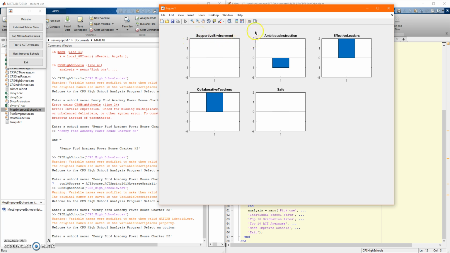How supportive the environment is, how ambitious the instructors are, how effective the leaders are, how collaborative the teachers are, and how safe the school environment is. A 0 represents a neutral level. -1 is weak. -2 is very weak. 1 is strong, and 2 is very strong.